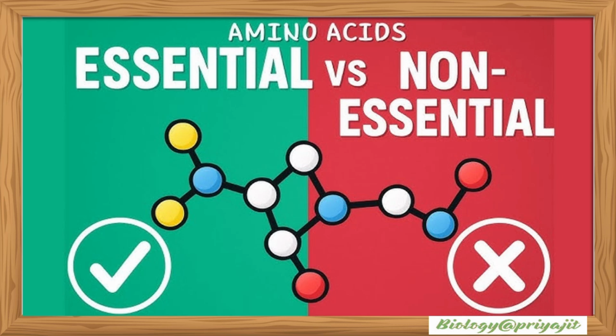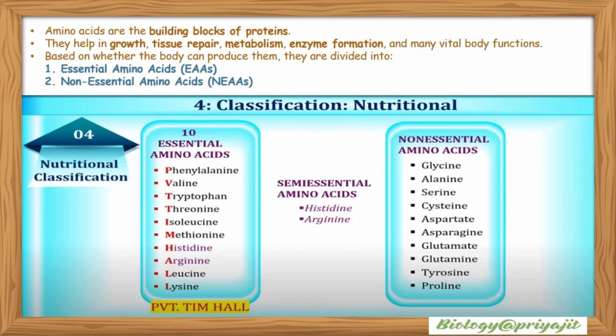So let's dive deeper into the biochemical logic behind this classification and understand why life wouldn't function smoothly without the perfect balance of these molecules. Amino acids are the building blocks of proteins that we know. They help in growth, tissue repair, metabolism, enzyme formation, and many vital body functions. Based on whether the body can produce them, they are divided into essential amino acids and non-essential amino acids.